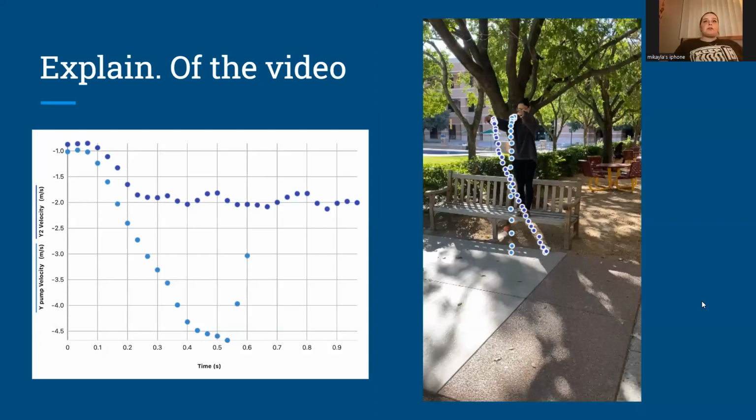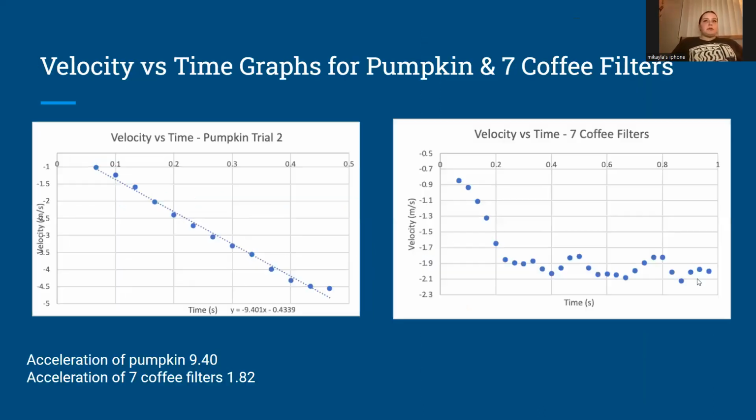Next, we added 6 more coffee filters to see if it would change the amount of time to reach the ground. The weight of the pumpkin was 27.8 grams, while the small stack of 7 coffee filters weighed 4.8 grams. As we have said, in the first trial, it took 2.5 seconds for the 1 coffee filter to reach the ground, while it only took the pumpkin 0.7 seconds. Once we added more coffee filter paper, the pumpkin still only took 0.7 seconds to reach the ground, while the pieces of coffee filter paper took substantially less time than before and only took 1.2 seconds to reach the ground. The acceleration for the pumpkin in the second trial was 9.4 meters per second squared, while the acceleration of the 7 coffee filters was 1.82 meters per second squared.